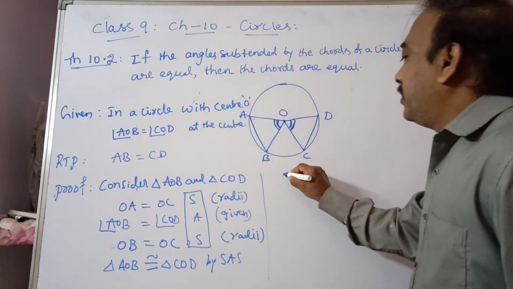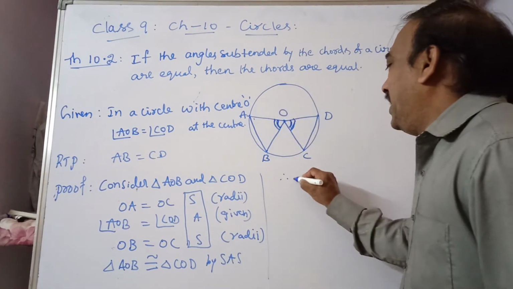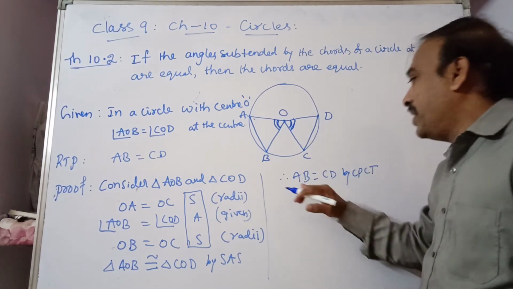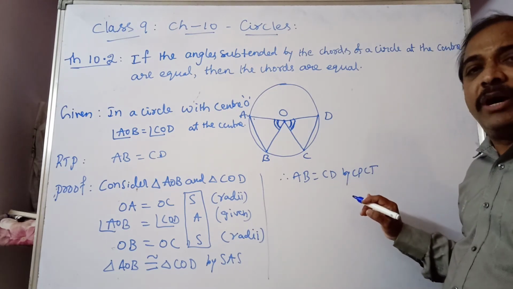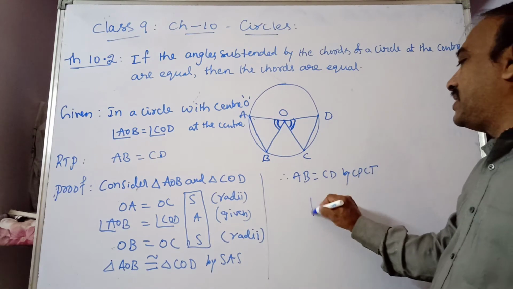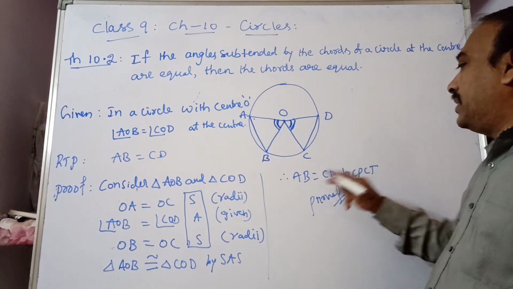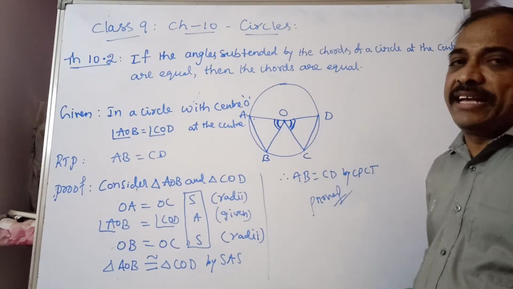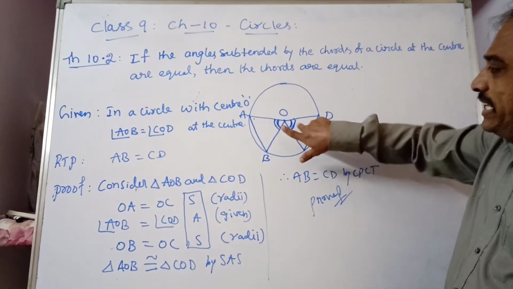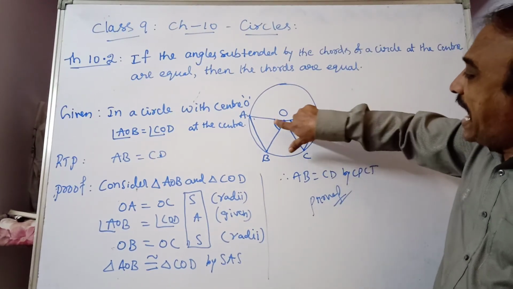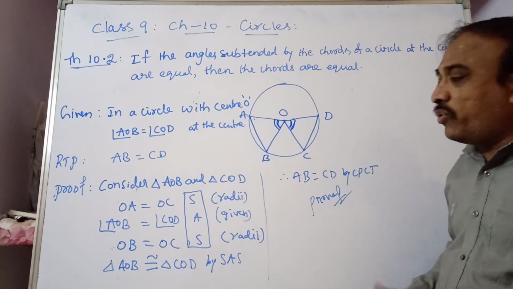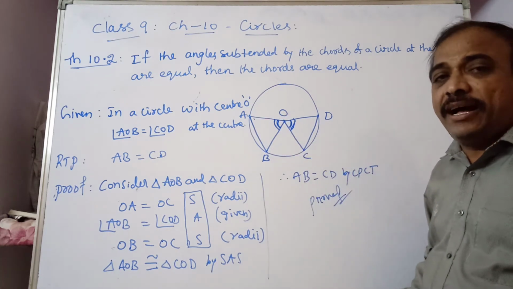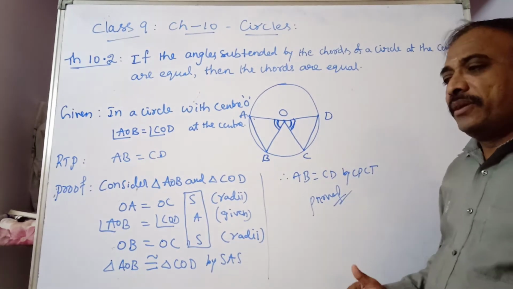Once the triangles are congruent, their corresponding parts are equal. So therefore, which are the corresponding parts? AB is equal to CD by CPCT, corresponding parts of congruent triangles. Hence, proved. We proved that the chords are equal by using the criteria SAS, side, angle, side. So it is given that these two angles at the center made by the chords are equal. We proved now the chord AB is equal to chord CD. AB and CD are equal chords in the circle. Is it clear, students? Right.